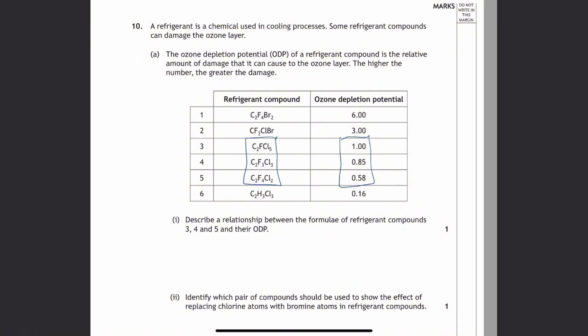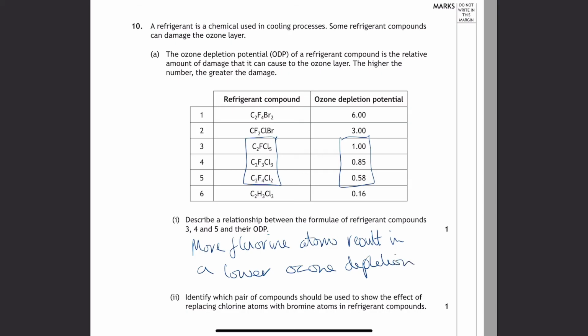So I'll just go with the fluorines. So the more fluorine atoms result in a lower ozone depletion potential. And it's always a good idea to use the words that they've put in the question for these.